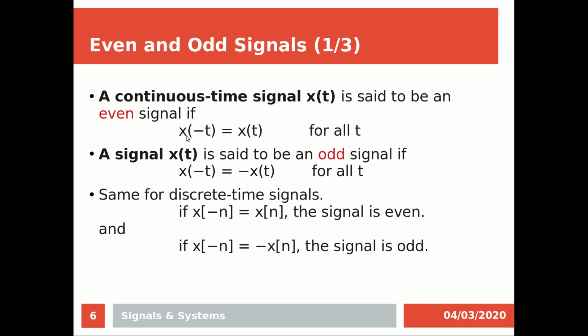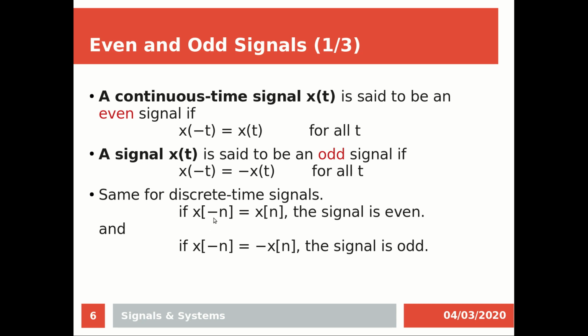So here, if you put a minus in the x of t, if you remove each t and put minus t, it doesn't have any effect, so the signal is even. However, in the odd signal, if you put minus t, then you will have an effect, a minus outside all the function of x of t. For discrete time, it is the same.